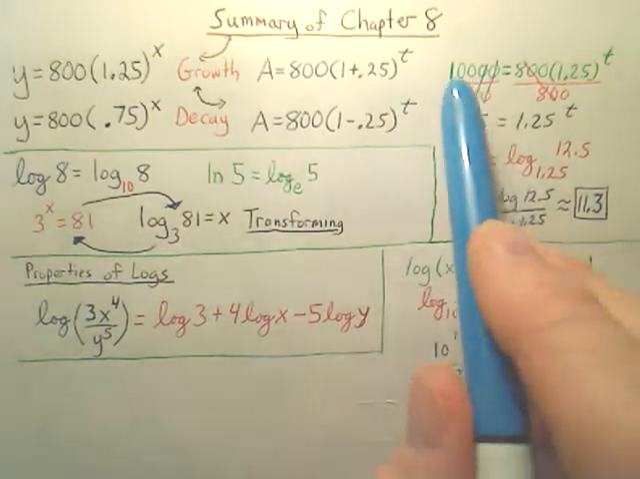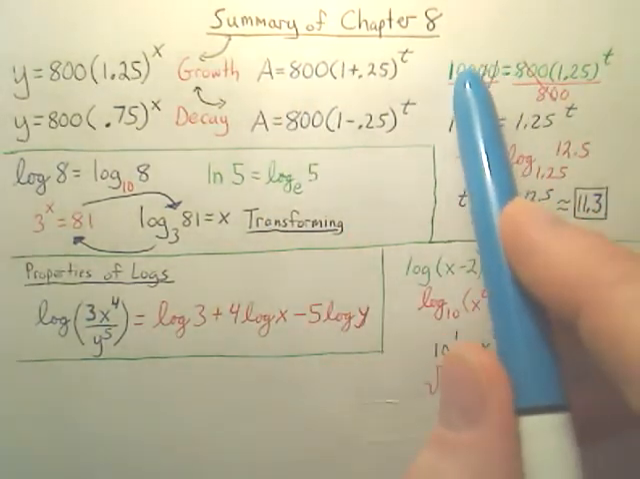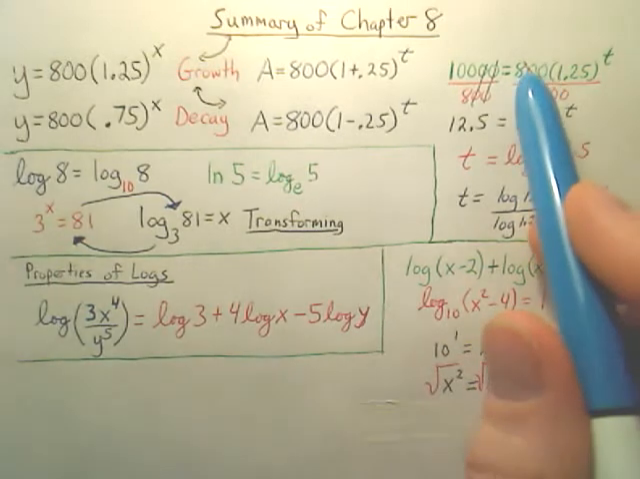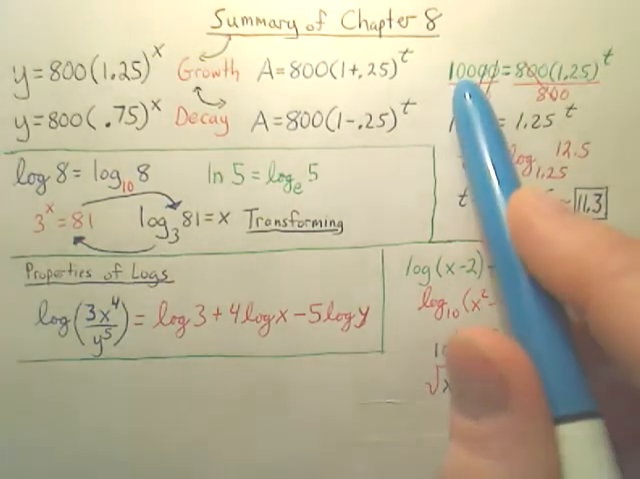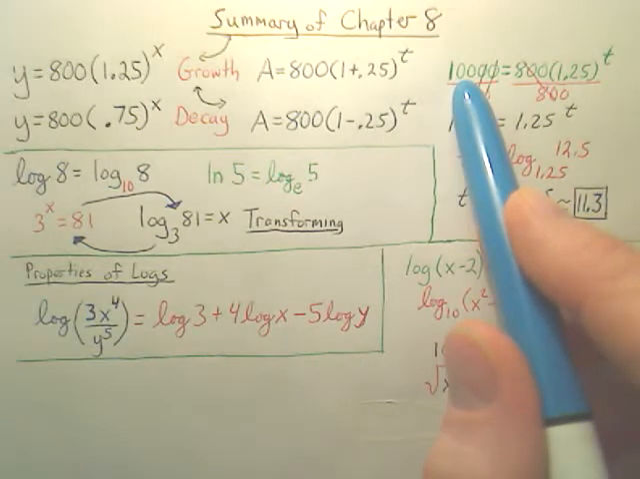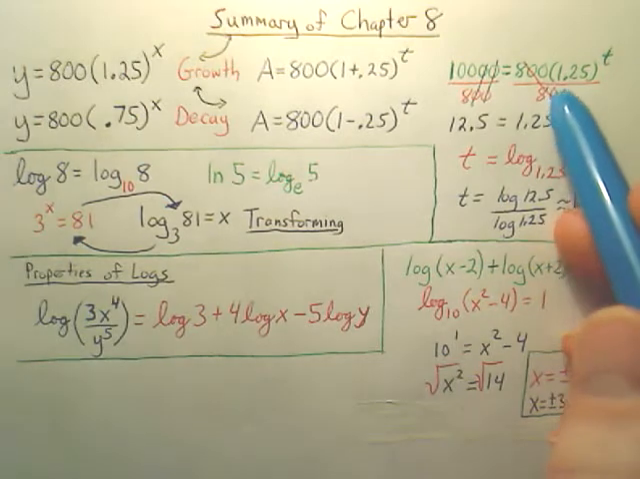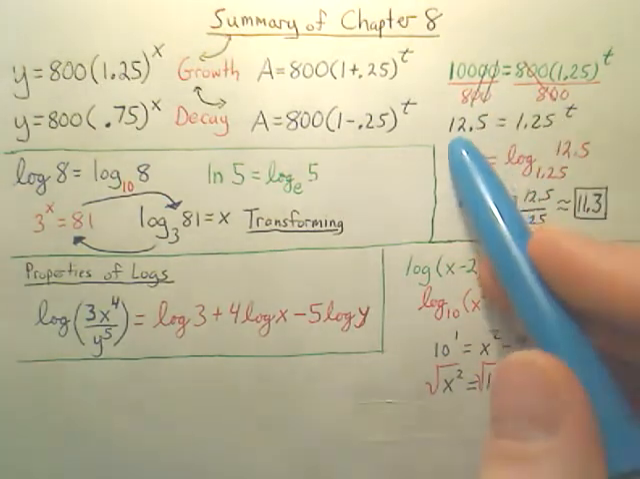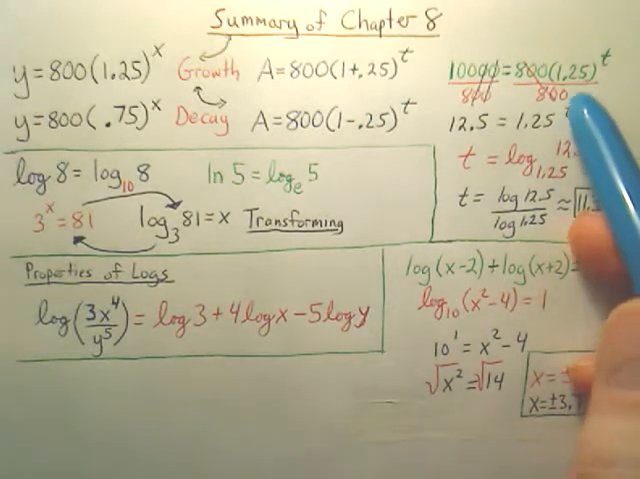What I said here is, see how this is the same as this, except I have a 10,000 here? The question is basically saying, if I start with 800, I have 25% growth. I want to make 10,000. How long would it take? So to solve that, you first would divide the 800 over, and when you got to this, you kind of got stuck because you have a t as a power.